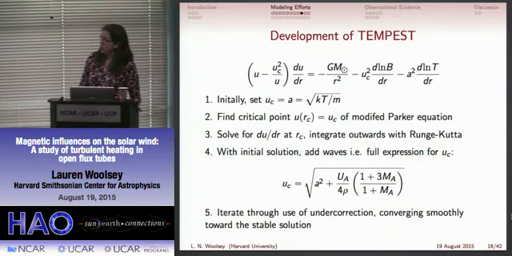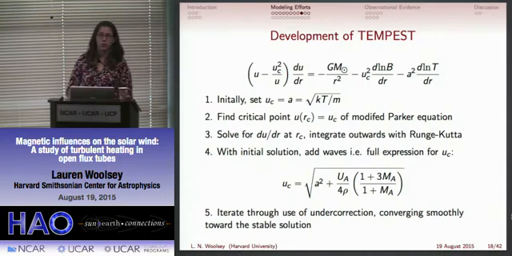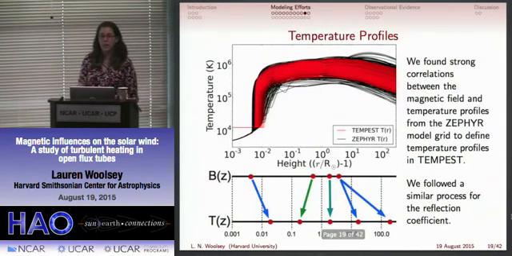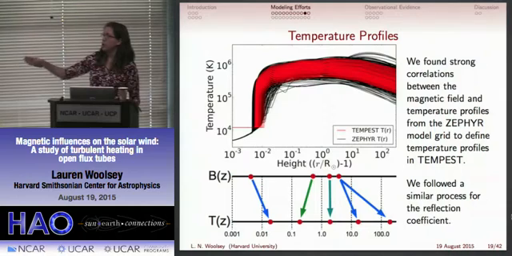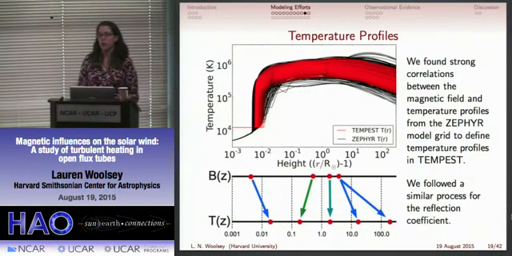Now, folded into all of this is that we don't have the temperature profiles because we're not doing the radiative heating and cooling, we're not doing the heat conduction. But that's where ZEPHYR is helping us out. So the fact that we have almost 700 models with really strong correlations lets us define nodes in the temperature profile and find where the correlation is strongest with the magnetic field and what the expected temperature from that magnetic field is.